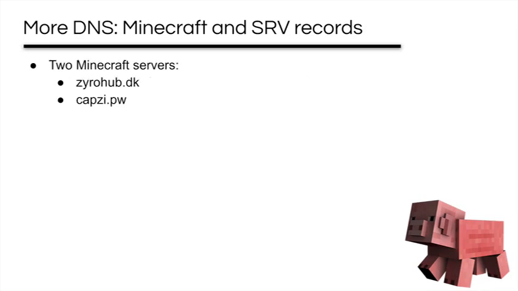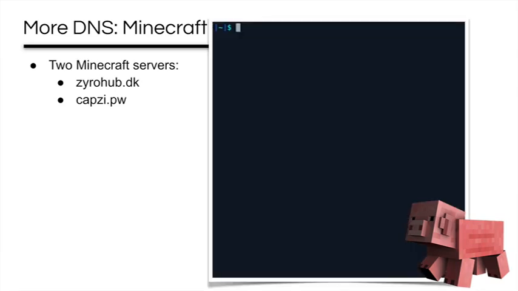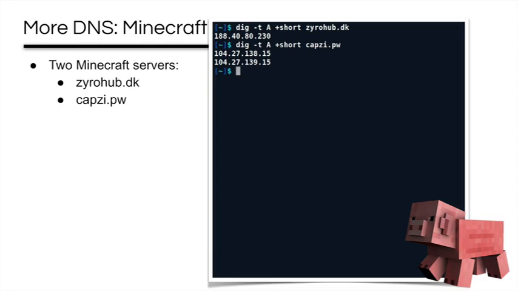So let's do an example. Let's consider two Minecraft servers, zerohub.dk and capsy.pw. And so I'll start by looking each of their A records up with dig. And we can see that this one actually has two A records. And next I'll try actually connecting to the IP addresses in the A records. I'm using a command line Minecraft client here instead of the actual game. And so this is just using the default Minecraft port number.